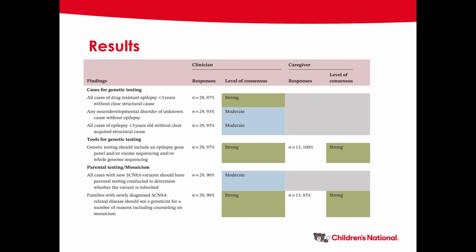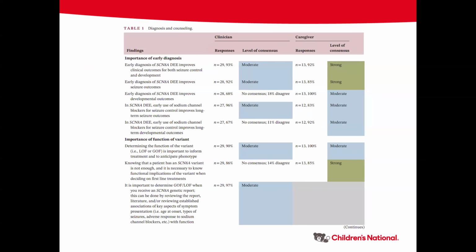This also aligns with the recent recommendations from the National Society of Genetic Counselors on genetic testing in patients with epilepsy of unknown cause. Genetic testing should include either a gene panel or whole exome or whole genome sequencing. There was strong consensus there. And then there were some ideas on parental testing as well, and genetic counseling again felt a strong recommendation that patients with newly diagnosed SCN8A related disease should see genetics or a genetic counselor.